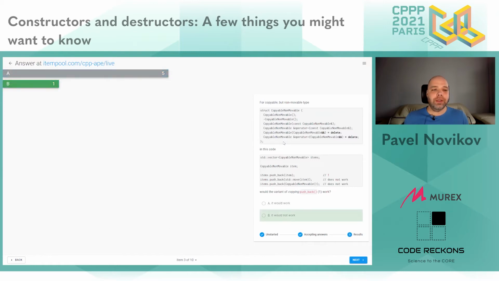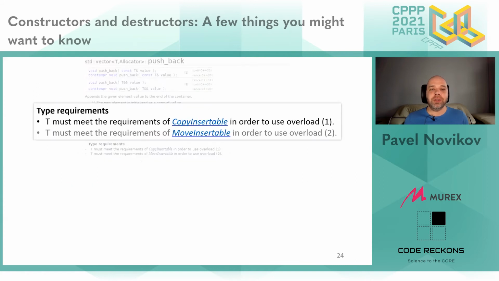And yes, I'm sorry, this was also a trick question. The majority is incorrect and only one person was right. So let's see how this happens. Why is this happening? The push_back operation, at least the one that is meant to copy an item into the collection, states the requirement that the type has to be copy insertable. So let's see what copy insertable means.